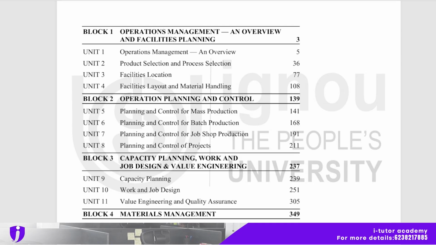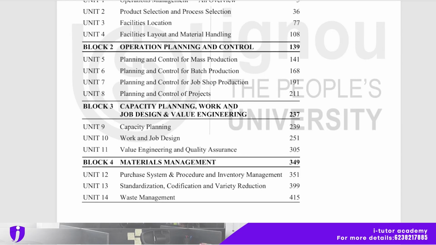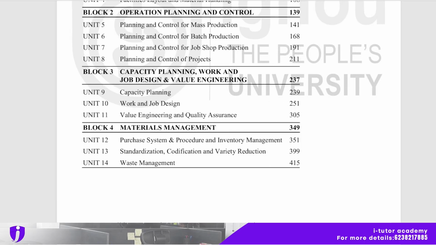The next block is 2. The second block is operation planning and control. Under this there are 4 units again, and unit 5 is planning and control for mass production. Unit 6 is planning and control for batch production. Unit 7 is planning and control for job shop production, and unit 8 is planning and control of projects.